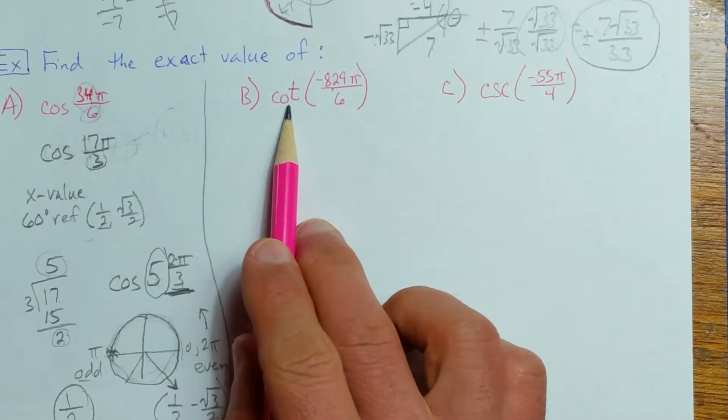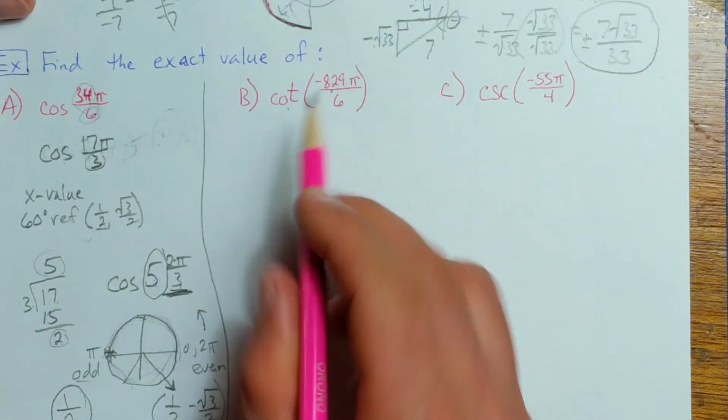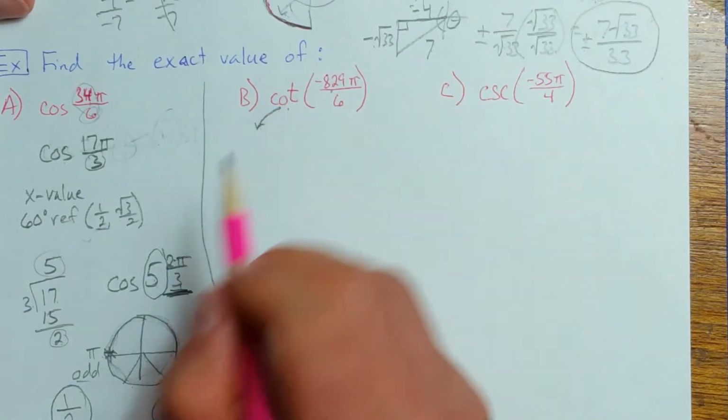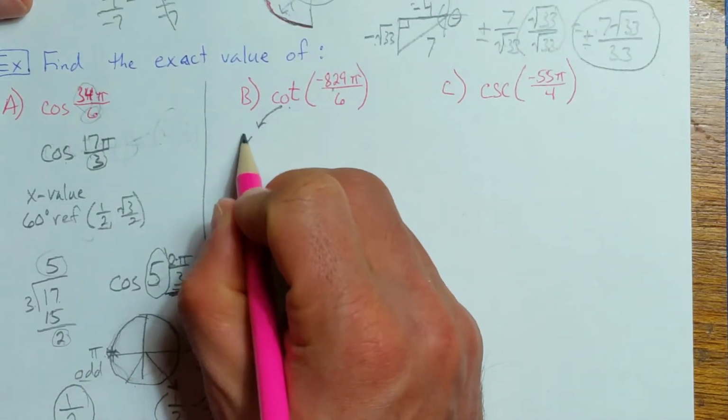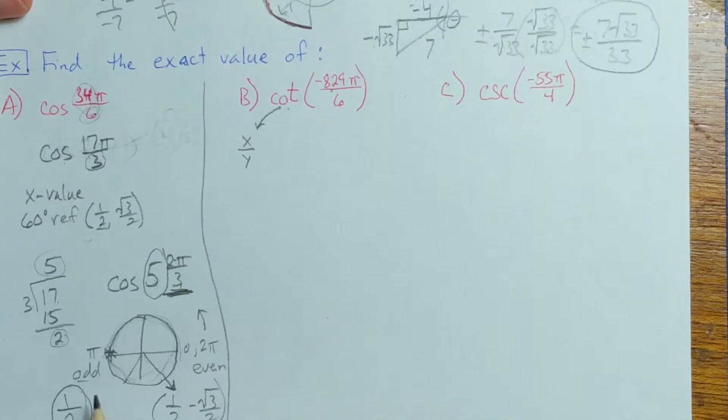Alright, so next one, cotangent. Don't be freaked out by the trig function. Cotangent, if you remember when we wrote down our, is it the x value, is it the y value? It's the x divided by y value.